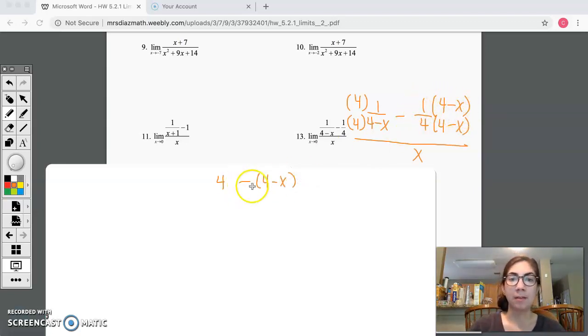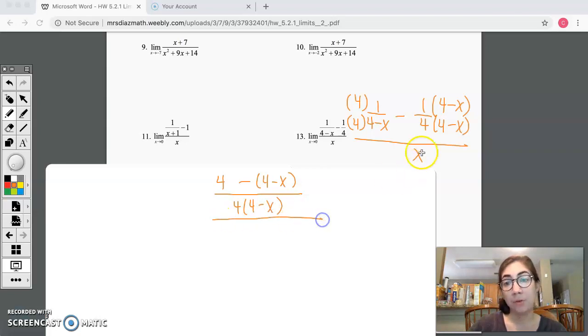So 4 times 1, that's going to be 4, minus, and then 4 minus x, because 1 times 4 minus x is just 4 minus x. Keep it in parentheses, because what are you going to do with the negative? You're going to have to distribute. All over 4 times 4 minus x. That's our common denominator. All over x. And remember, this is like x over 1. So if you want to leave it like that. Okay, let's start simplifying.